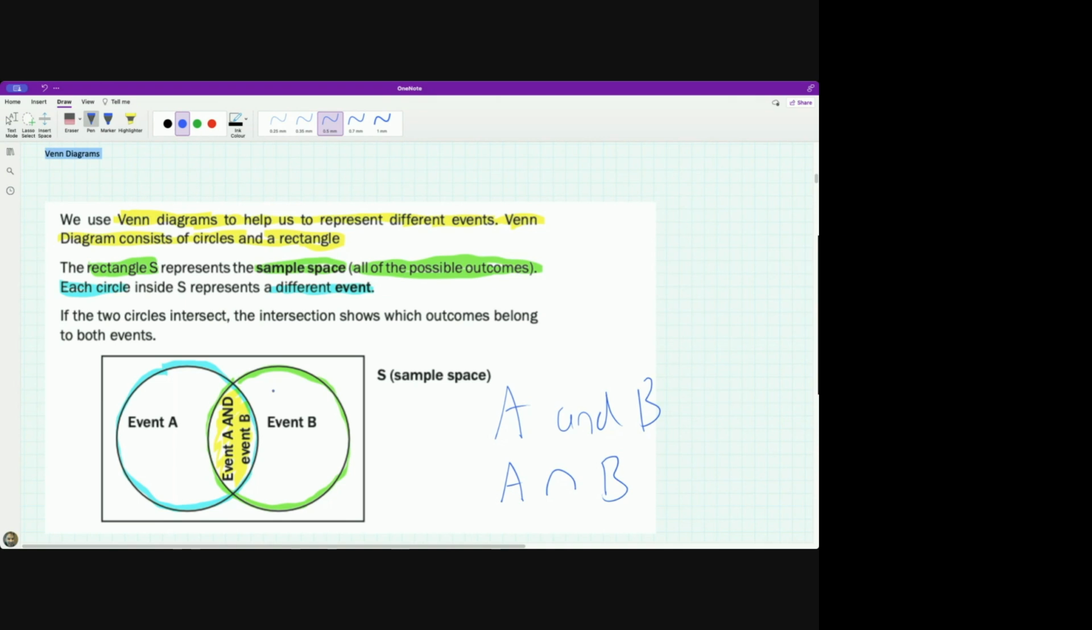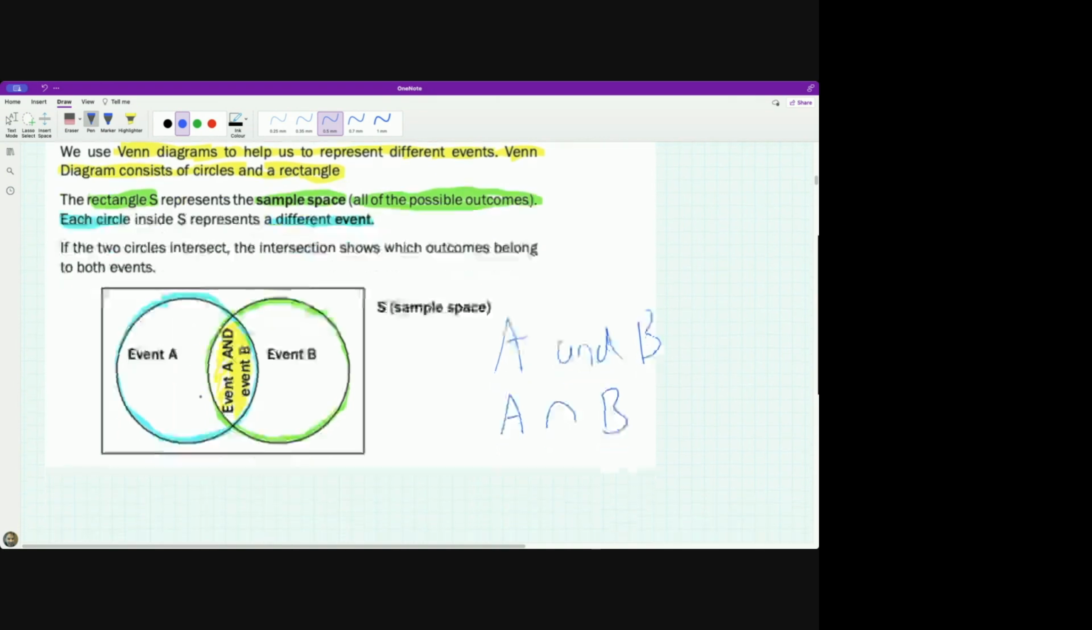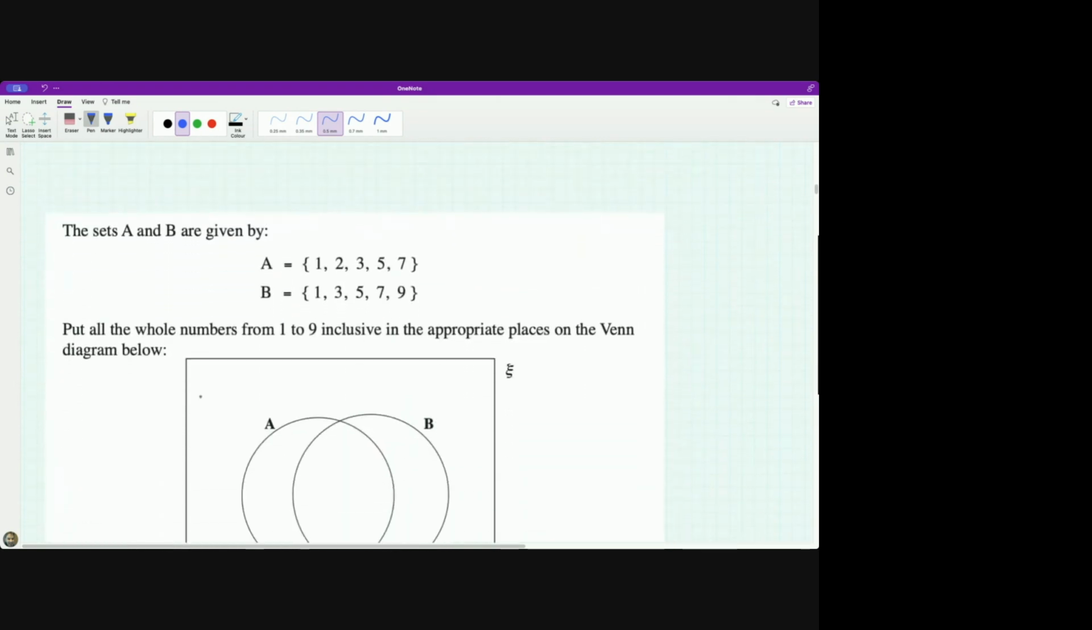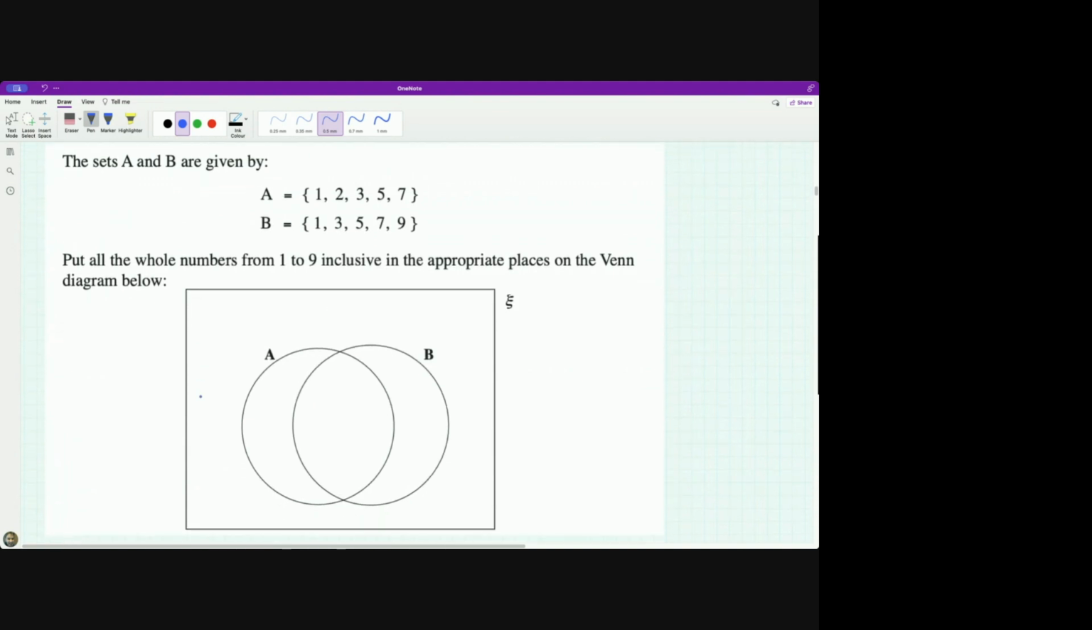Now, that sounds a bit abstract, so let's go to an example where it can be made more concrete. So we are given a set A, which consists of those numbers over there. So those numbers have to go into that event A. Then what we have is event B, and event B, those numbers have to go in this event over here, the circle over here.